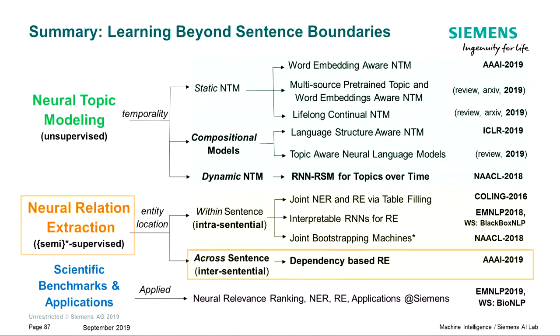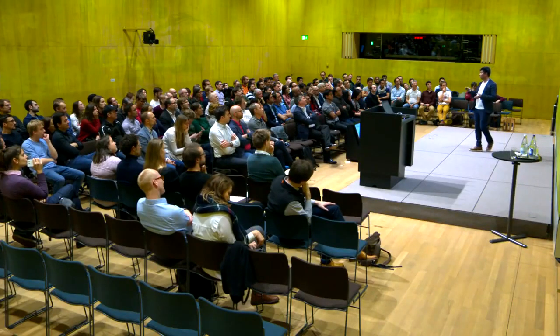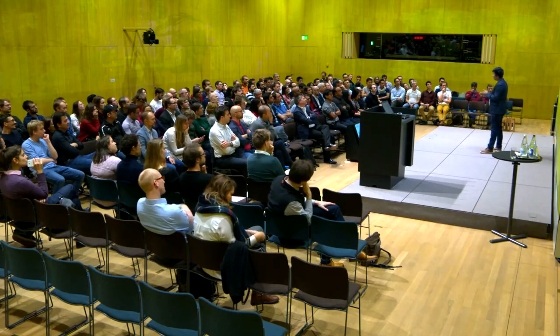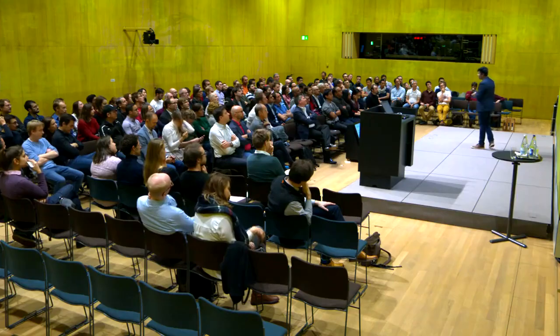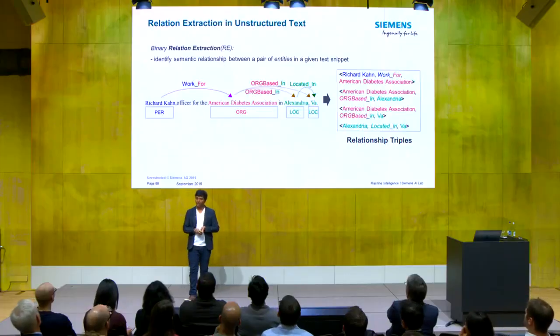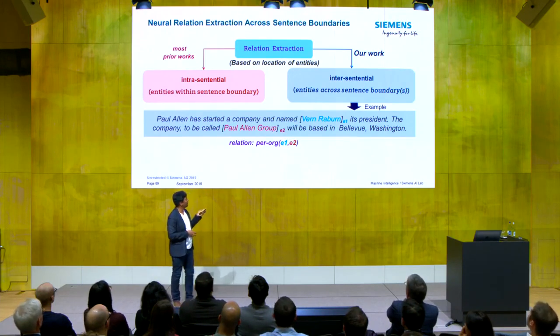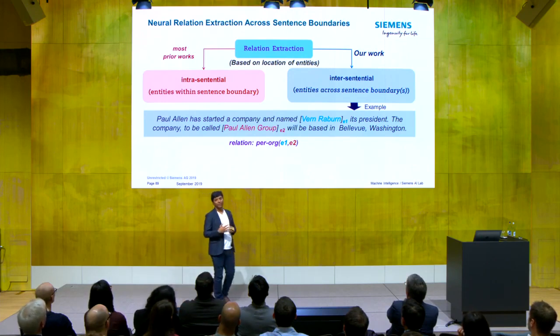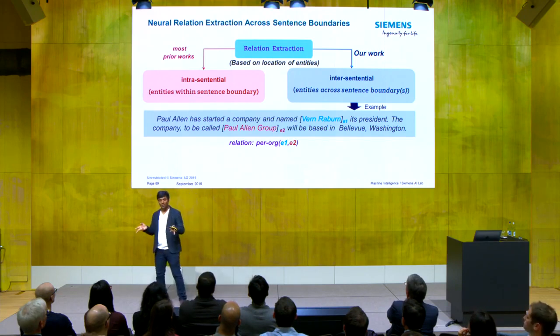This was about topic modeling, but you also need representation learning beyond sentence boundary in relation extraction, instead of extracting relations within the sentence boundary. The idea is very simple. You have entities, you have relations within a sentence, but the idea is to go beyond the sentence boundary. Here you see the first entity, Van Raben, in the first sentence, and the second entity, polynomial group, in the second sentence. The idea is how to extract the relationship between the two entities across sentences.